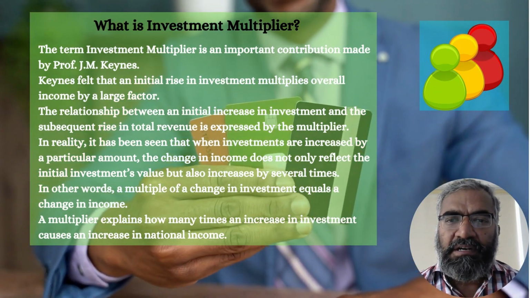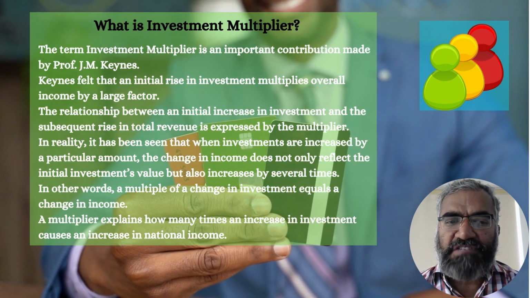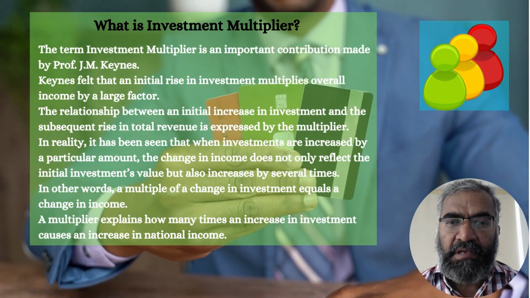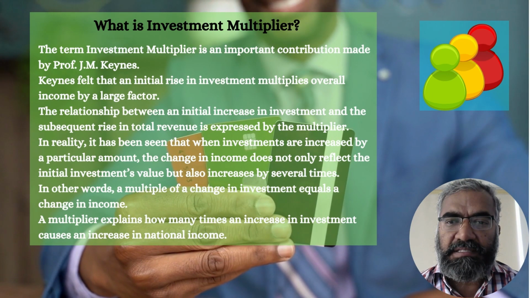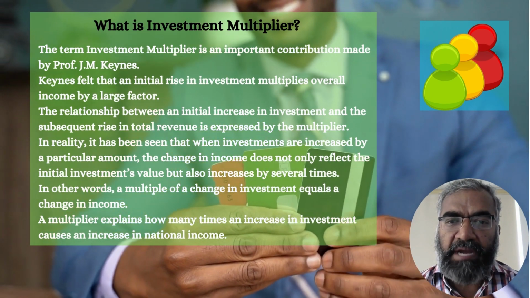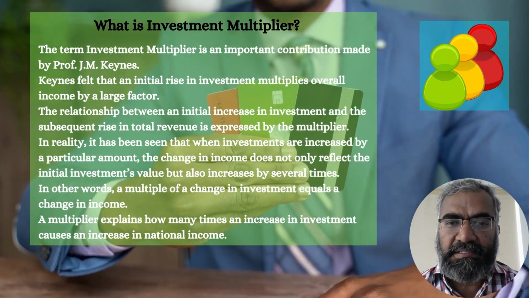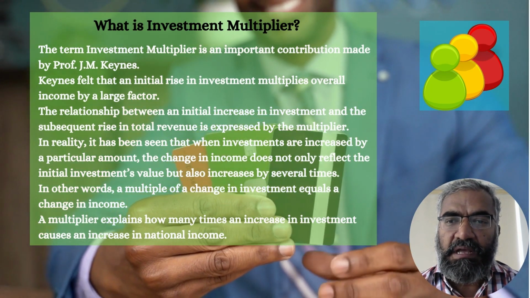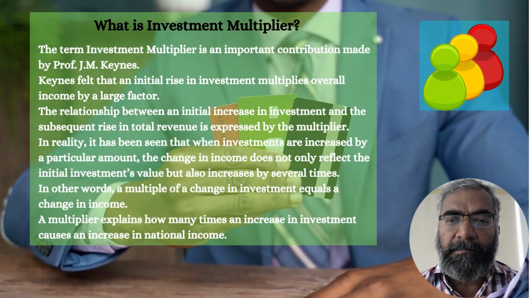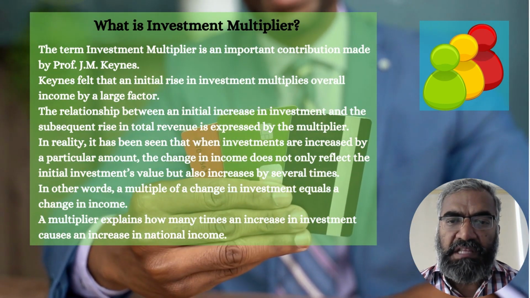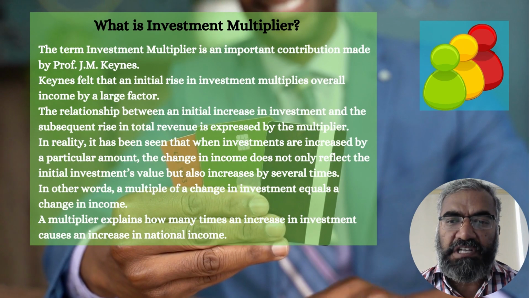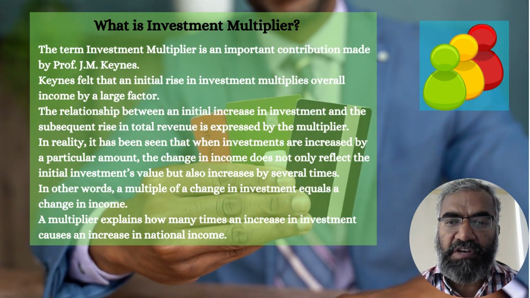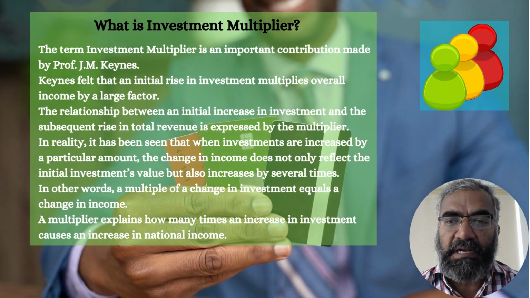Hello everyone. Today let's discuss the investment multiplier. What is the investment multiplier? The term investment multiplier is an important contribution made by Professor J.M. Keynes. Keynes felt that an initial rise in investment multiplies overall income by a large factor. The relationship between an initial increase in investment and the subsequent rise in total revenue is expressed by the multiplier.